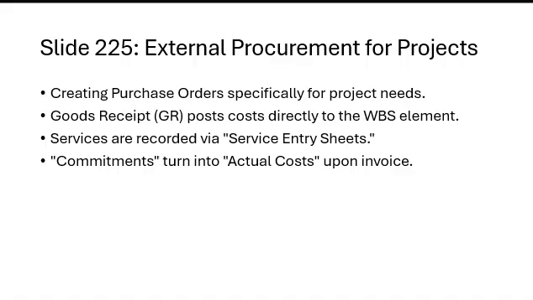Okay. Next up, we have external procurement for the project. The purchase order will be created specifically for project material needs. Goods received post cost directly to the WBS element.